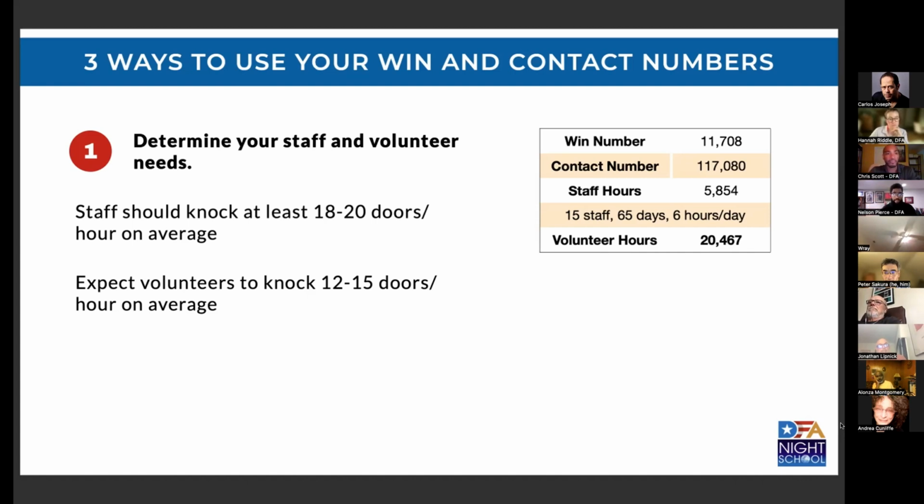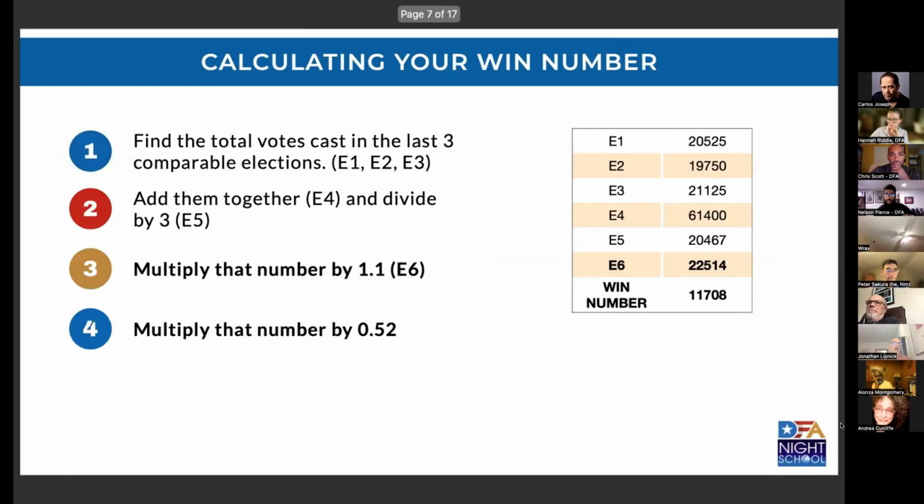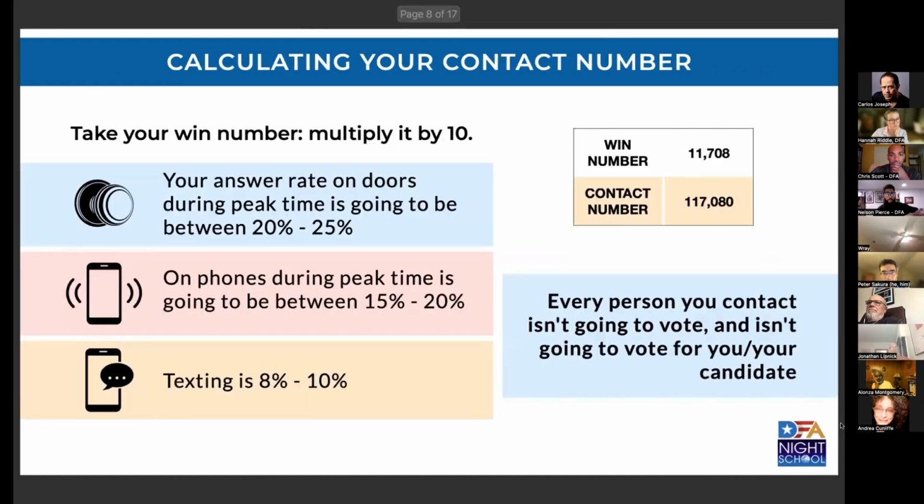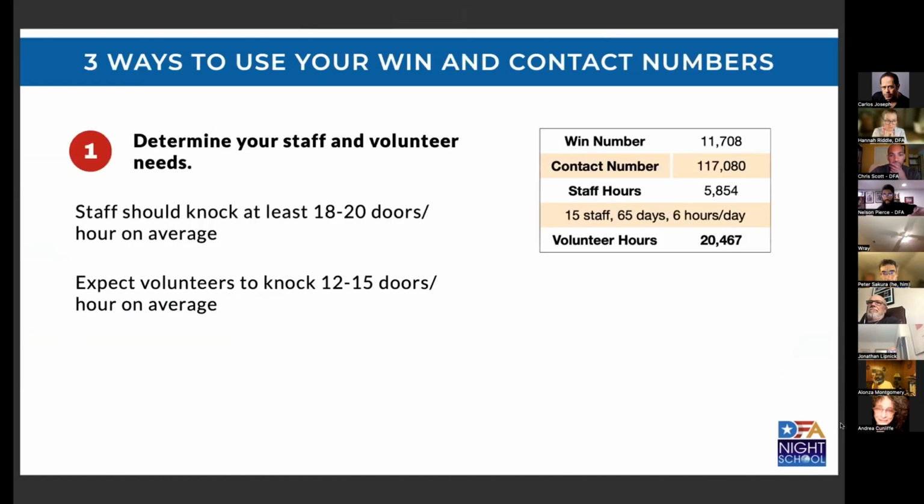I wanted to add just one thing to that, Chris. As you look at this slide here, where we're taking our hypothetical win number and then the contact number that's based on that. Go back to slide 11, please. Yeah, so then what I've done here is calculated based on that what it would take for staff hours to cover that whole contact number to get us to the win number, and then what the same number would look like for volunteer hours.